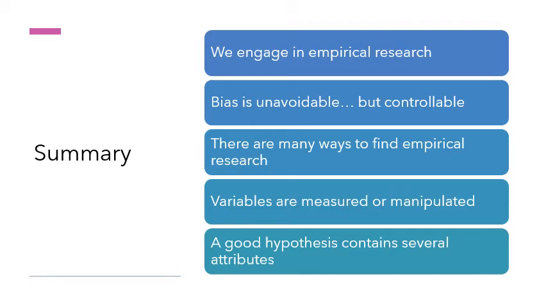So, in summary, we engage in empirical research. Bias in research is overall unavoidable, and that's just a sad truth, but we can control some aspects of it. Then there are many ways to find empirical research. That's when I was talking about the scientific articles versus the media or using Wikipedia.